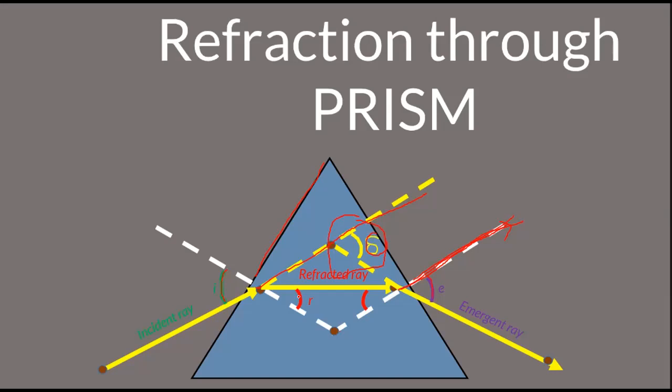And in the prism, it's just the other way around. In the prism, there are no parallel surfaces, so the emergent ray won't be parallel to the incident ray, but it would be deviated by the angle of deviation. That's all for refraction through prism.